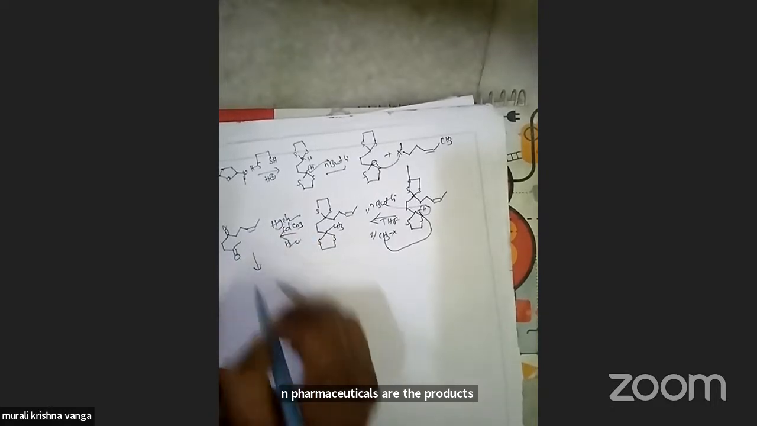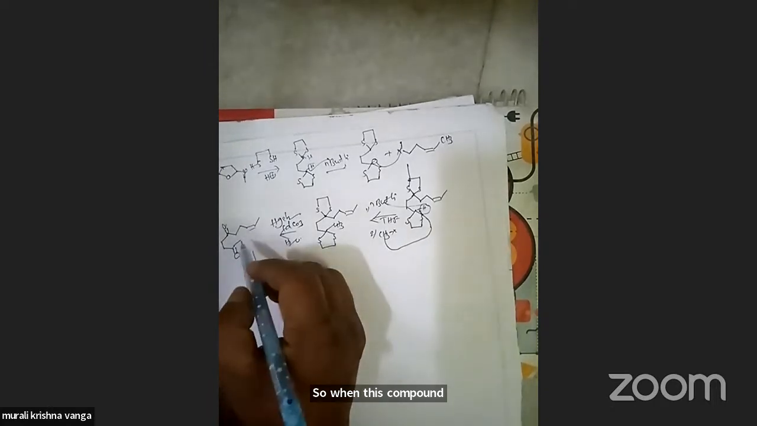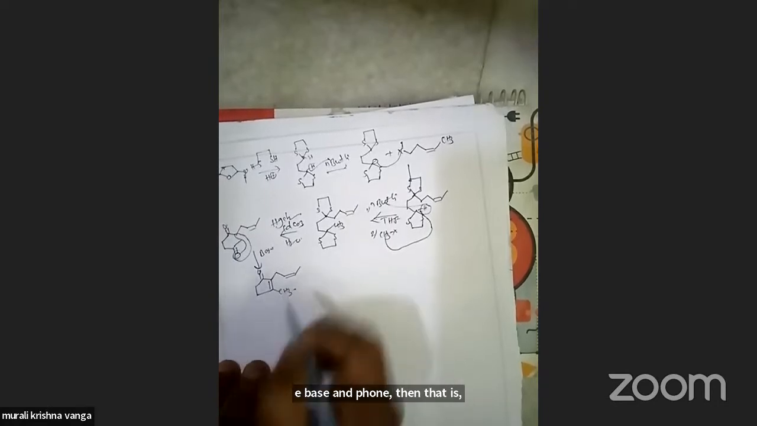So when this compound reacts with base, intramolecular aldol condensation takes place and forms an alpha beta unsaturated carbonyl compound, then that is Z-jasmone, the product.